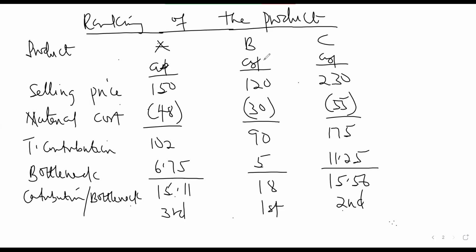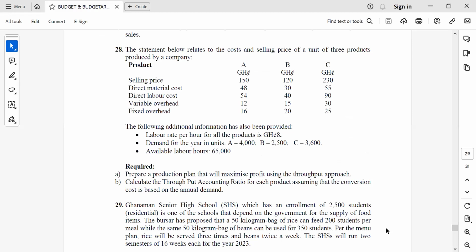Okay. So let's now go to the production plan. Prepare a production plan that will maximize profit using the throughput ratio. They are just asking you for a production plan. Don't go and be calculating for profit. No, they didn't ask you profit. Prepare a production plan that will maximize profit using the throughput ratio.